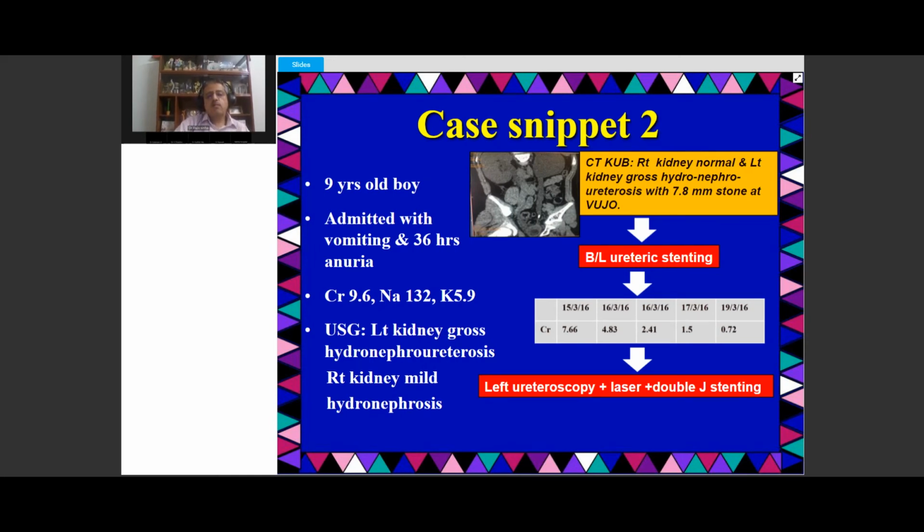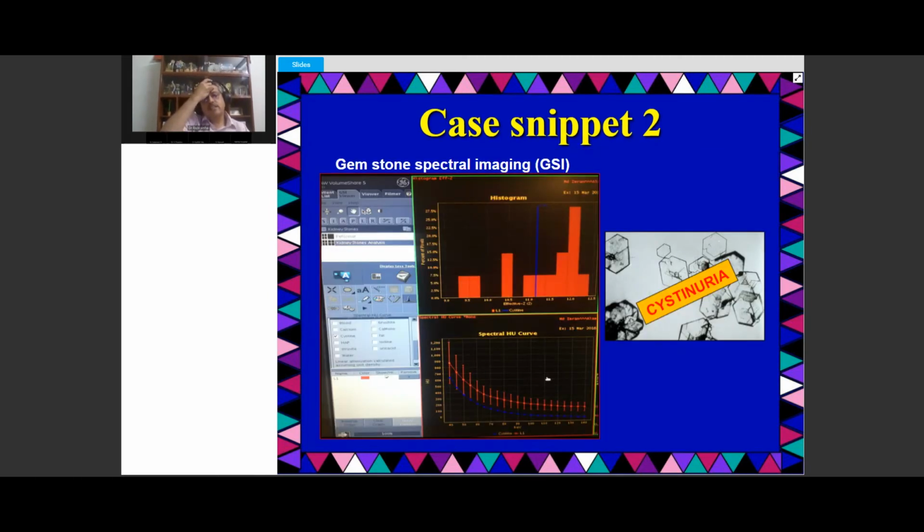They proceeded with bilateral ureteric stenting, which reduced the creatinine, and then it was a standard procedure of left ureteroscopy, laser, and double J stenting. I don't understand this, but the radiology department did some fancy thing, gemstone spectral imaging by GE, and they said that your child has cystinuria. We then examined the urine, and lo and behold, the child did have cystinuria.